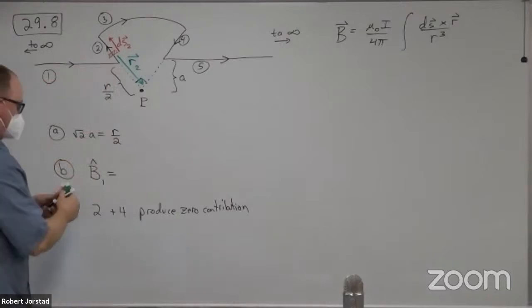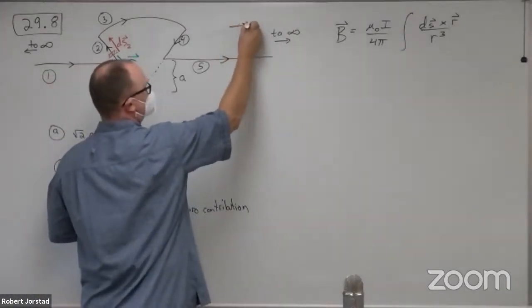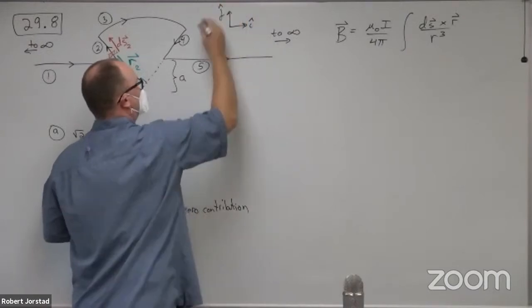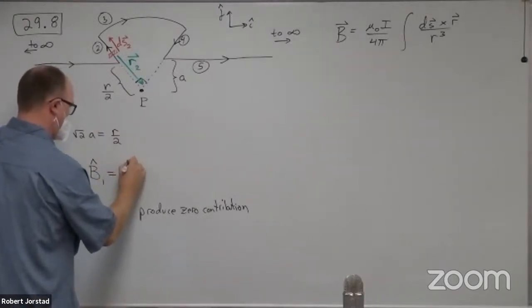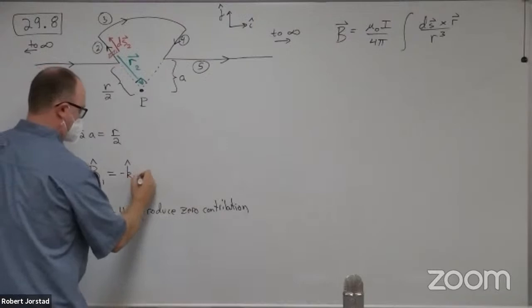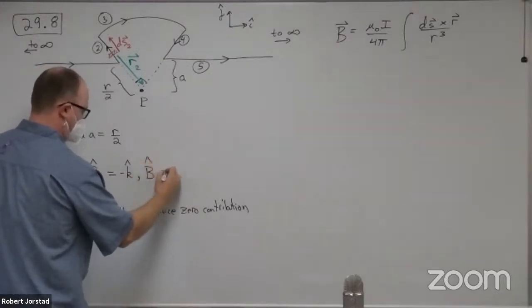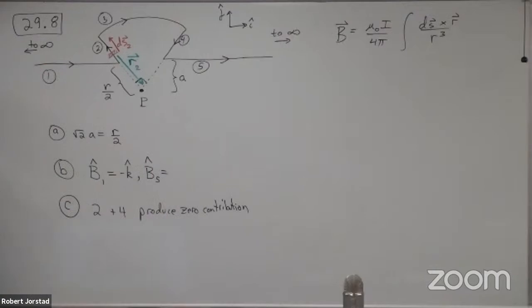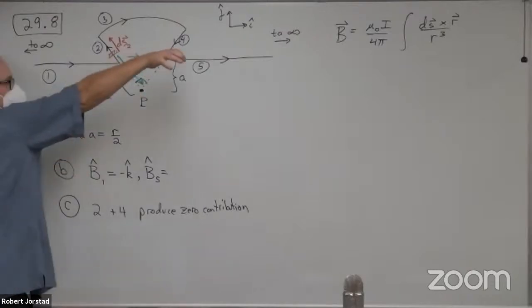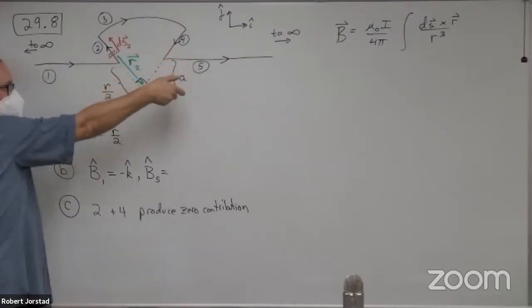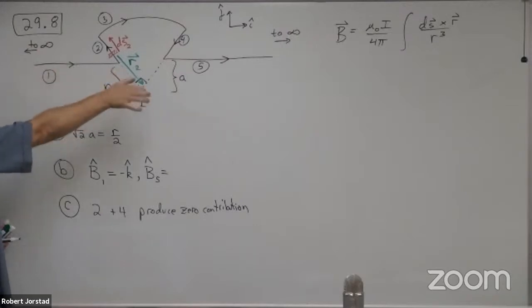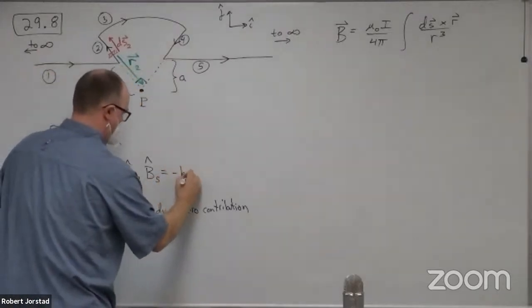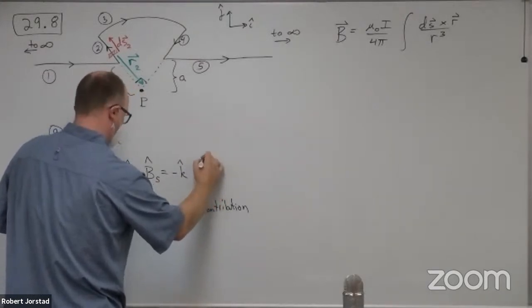Do you agree we usually assume this is I hat and J hat? So then this would be what? Negative K hat. What about B5 hat? Same or opposite? Same. All that matters is basically if you have a straight wire, are you above or below it, or are you on the left or the right of it? Okay, so that's negative K hat. What about B3 hat?